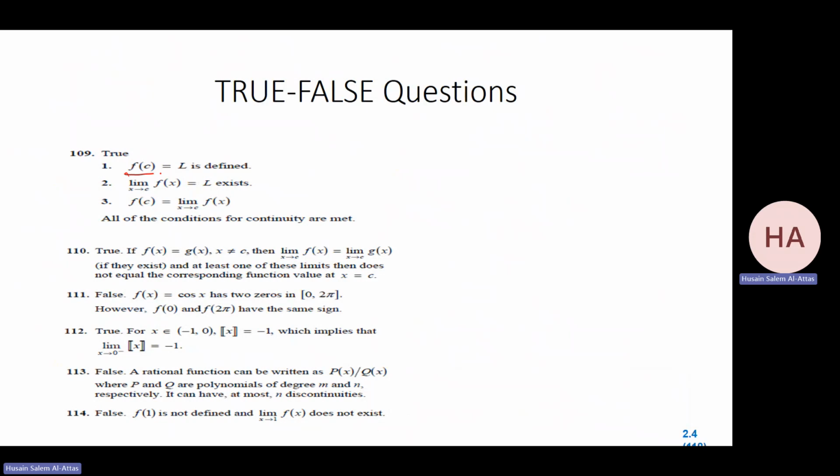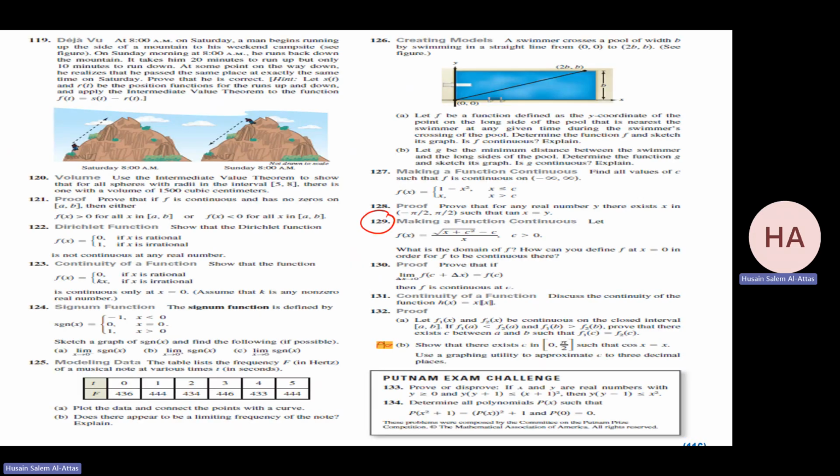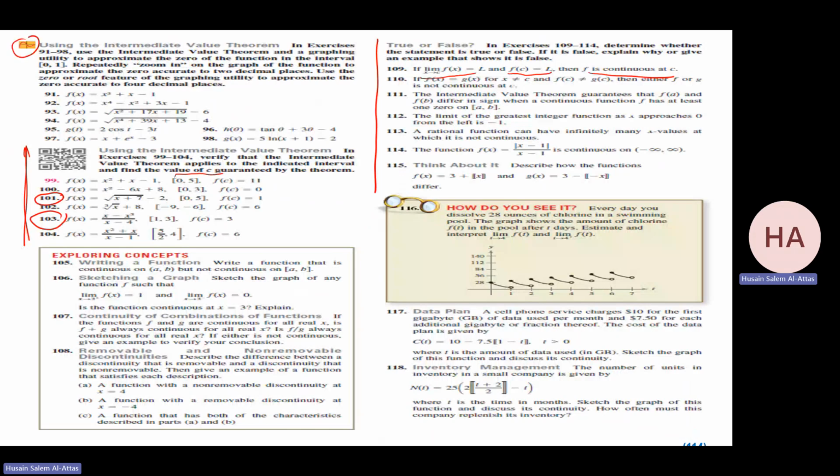So f of c equals L, the limit exists, they are equal. These are the good conditions of continuity. So this is very clear, true. Then f of x equals g of x for all x not equal to c, and f of c not equal to g of c. Then either f or g is not continuous. This is also true, because f of c is not equal to g of c, while f of x equals g of x.